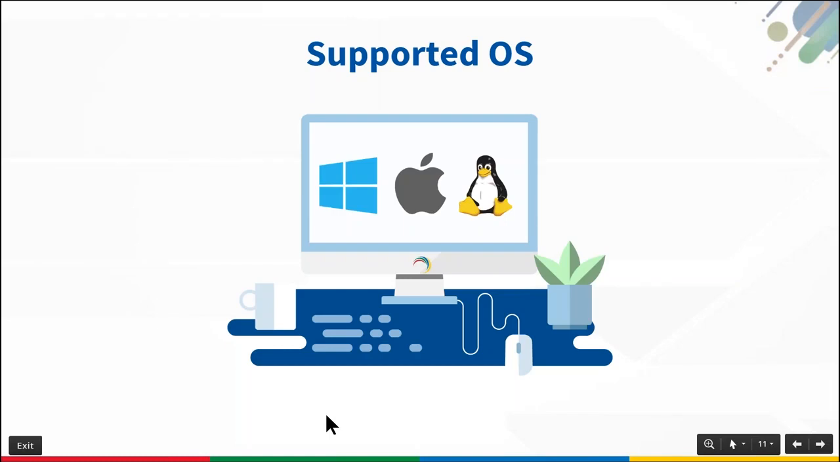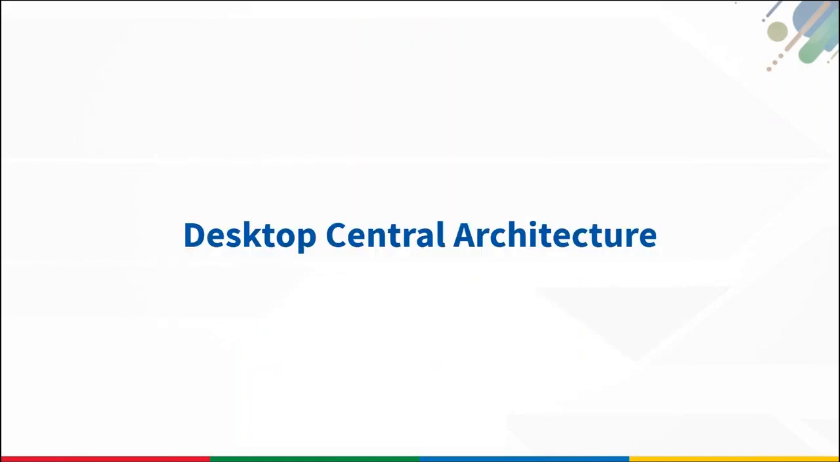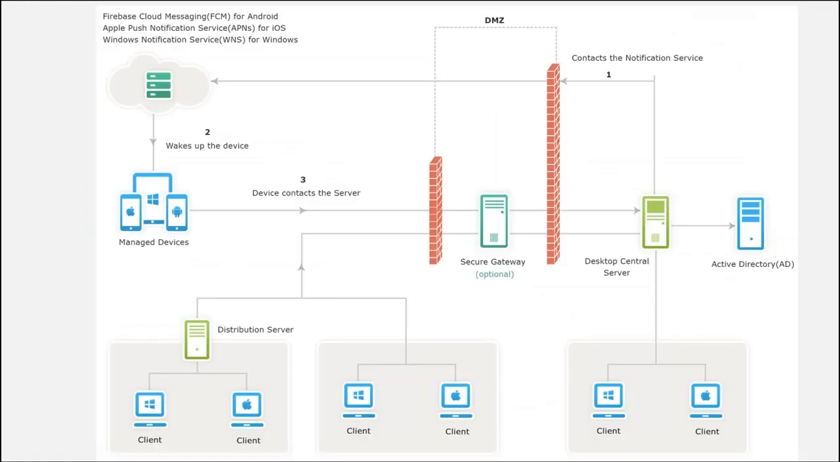Supported operating systems. The Desktop Central software deployment supports all 3 major operating systems: Windows, Macintosh, and Linux. So here are the split ups. Let's have a quick look at the architecture of Desktop Central as well. Desktop Central is an on-premises solution at the moment, and it works in a client-server application model. Agents should be installed on each and every endpoint that you wish to manage. If it is a mobile, you need to enroll them. If it is laptops or computers, you need to install agents on them.